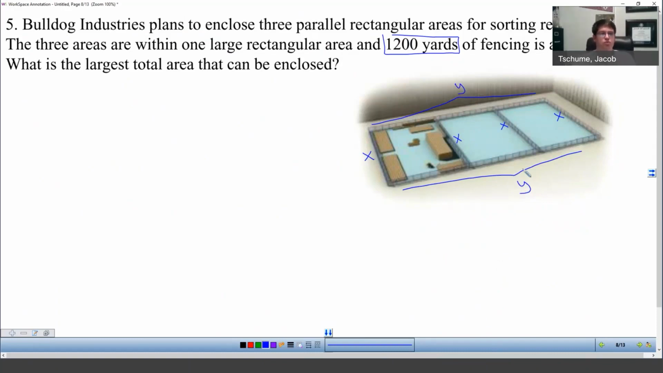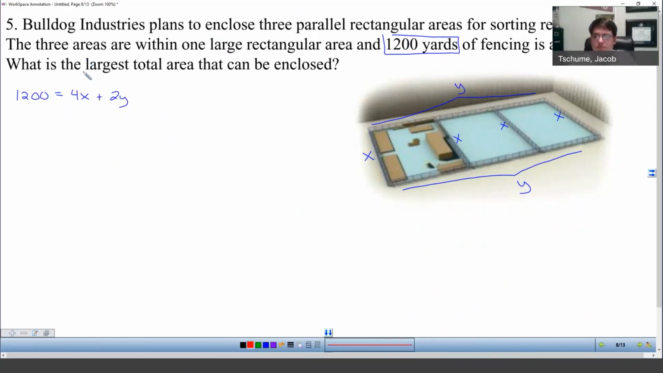If I have to use the 1,200 yards of fencing on all 6 of these parts, I'm going to add them all together. So I know that the 1,200 yards of fencing has to end up equaling, when all is said and done, the 4 X's that I have labeled plus the 2 Y's.